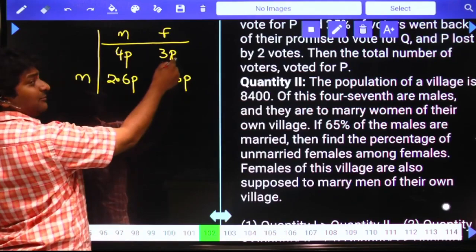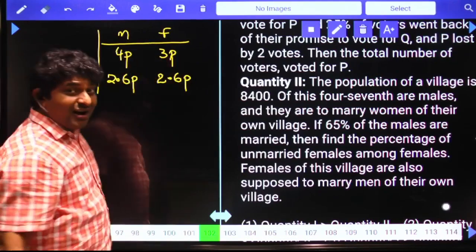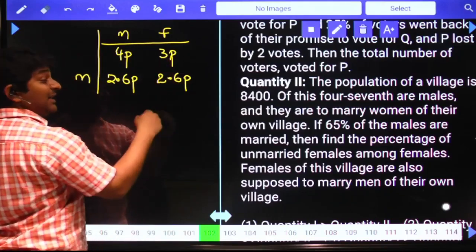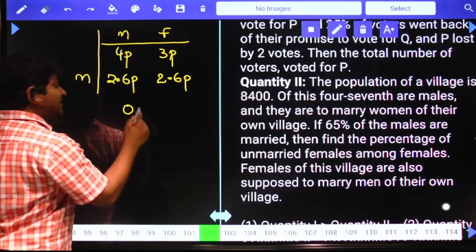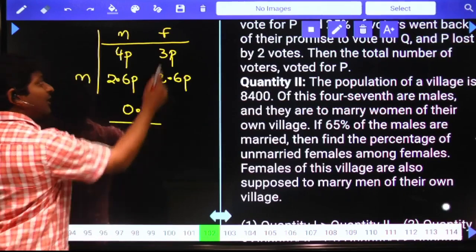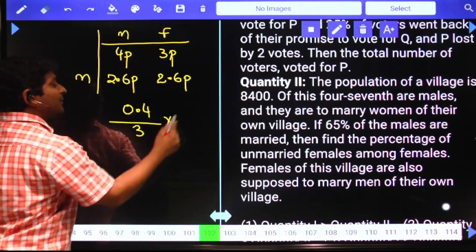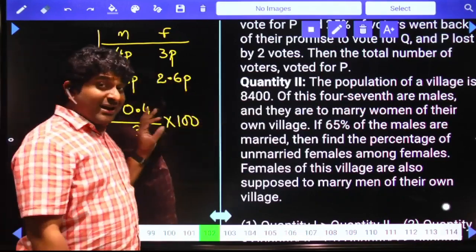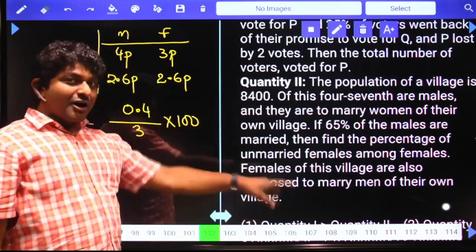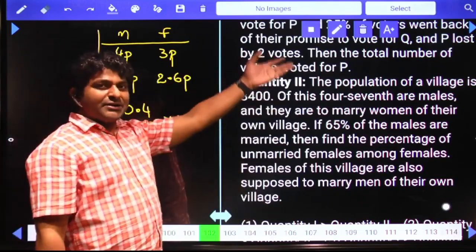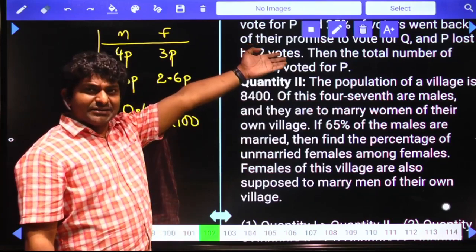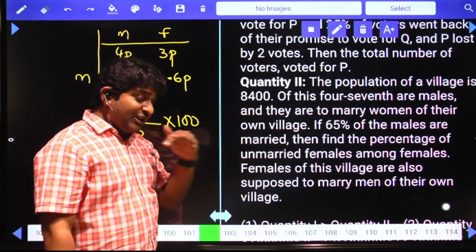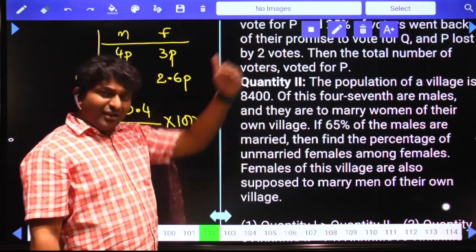Then out of total female, if 3 parts are there and 2.6 are married, unmarried females are 0.4 out of 3, as a percentage into 100. Now it is not about the answer, it is about options. Options are important. It is about comparison. Q1 we already got 49%. In Q2 whether that is equal to 49 or more than 49 or less than 49.